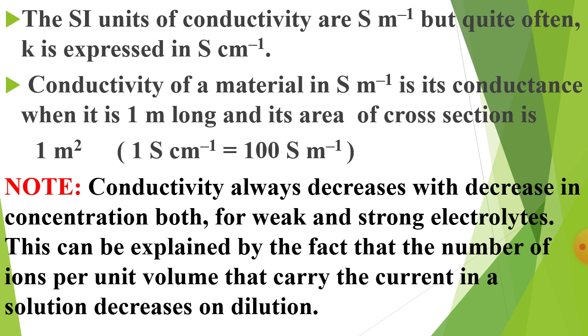This can be explained by the fact that the number of ions per unit volume that carry the current in a solution decreases on dilution. As we dilute the solution, that means adding more water, the number of ions per unit volume decreases. That's why conductivity always decreases, whether the electrolyte is weak or strong.